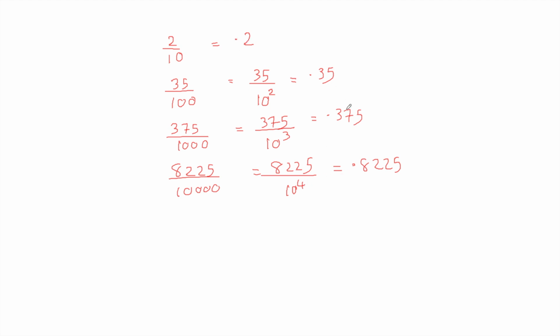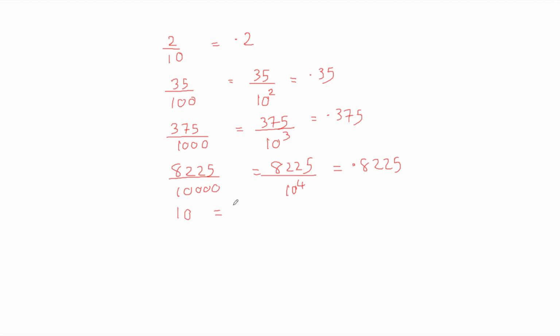So what can we conclude? These all decimal numbers are terminating decimal numbers. See, it's not repeating, right? It is terminating after some decimal points. So if the denominator is 10, or a power of 10, or a multiple of 10, we can say that the given fraction has terminating decimal expansion.